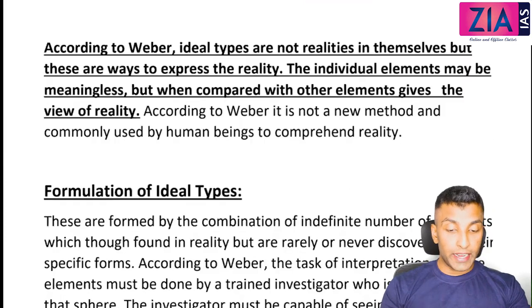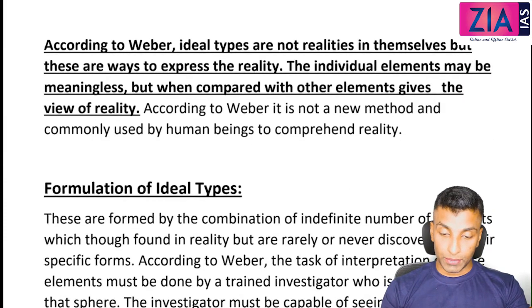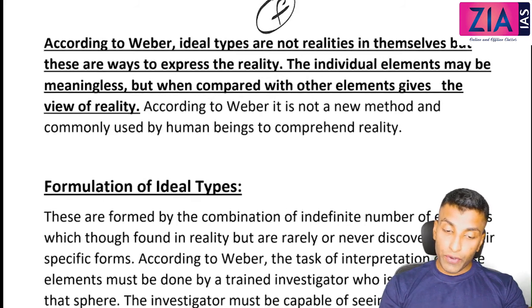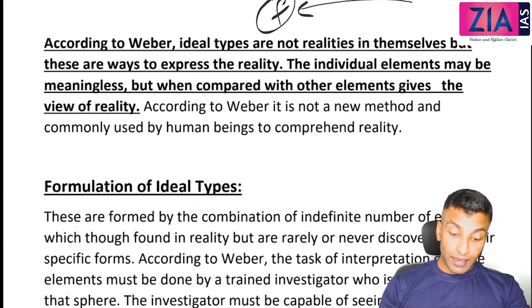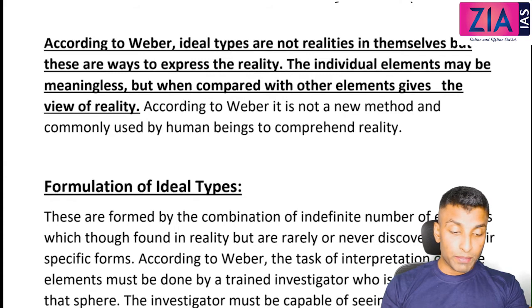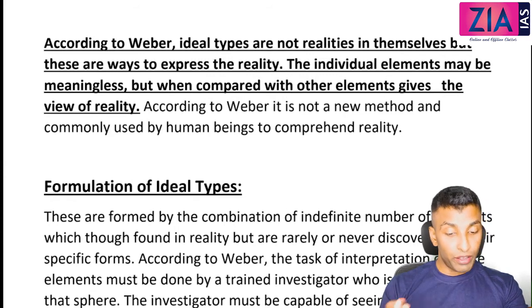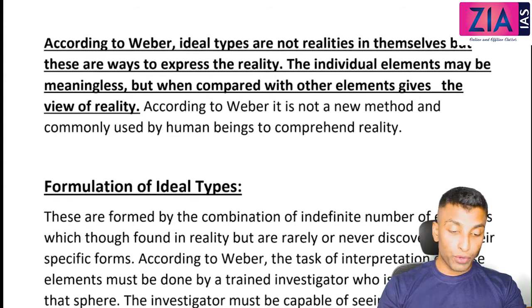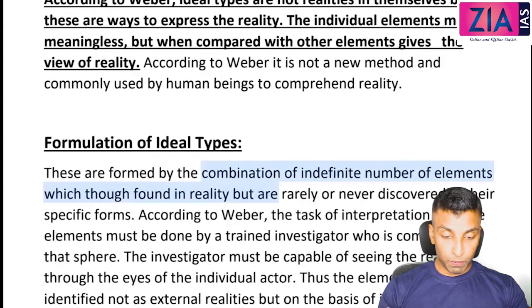According to Weber, ideal types are not realities in themselves, but these are the ways to express reality. For example, in the context of family, this is what I've told you. If you talk about one element, it will not reflect family. That's not the reality. But these are the ways to express the reality. The individual elements may be meaningless, but when you compare them with the other elements, it gives the view of the reality. I hope you understood that.